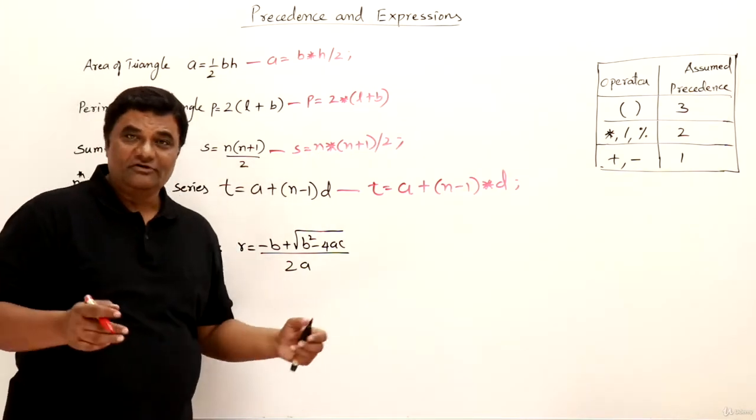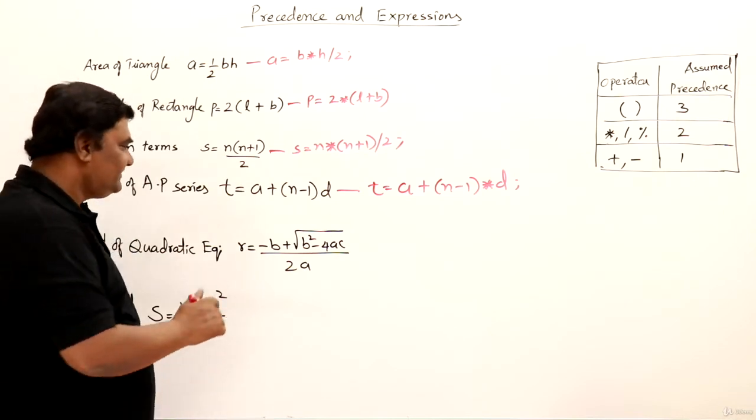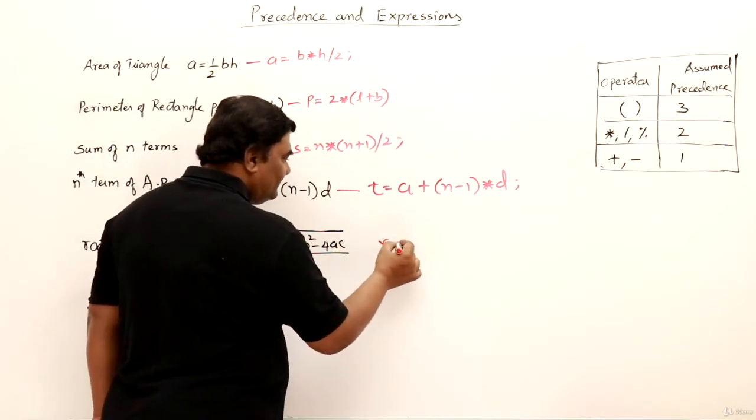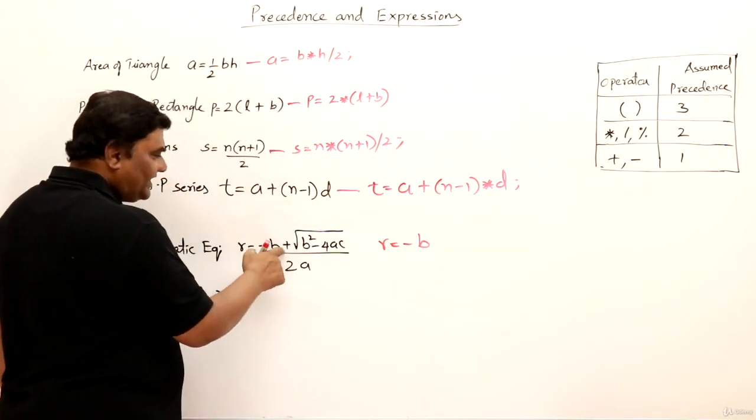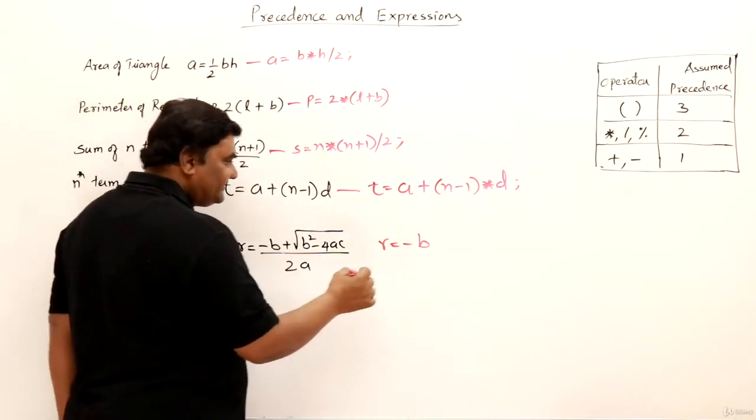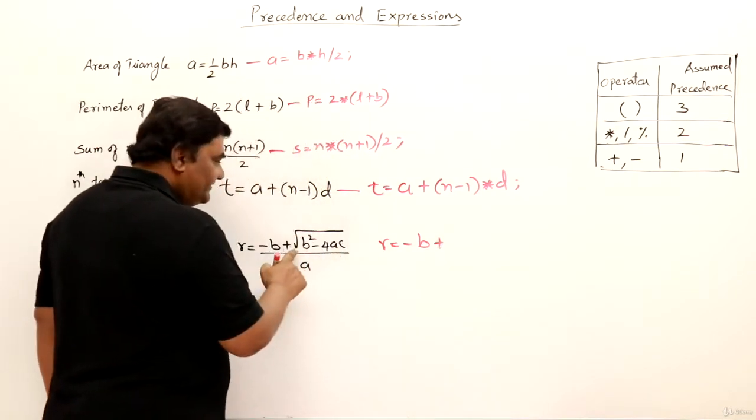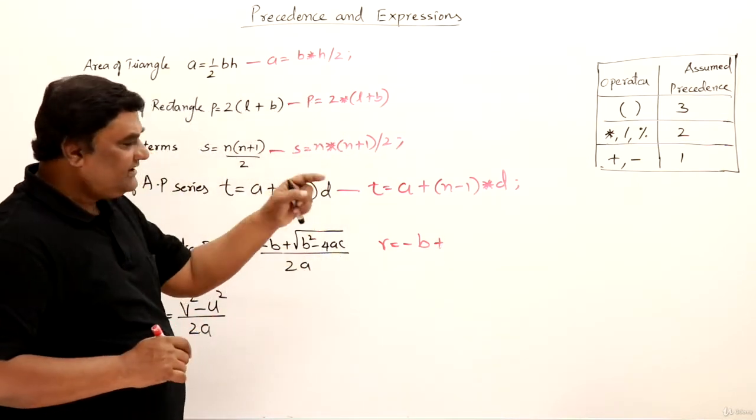Now coming to the next formula, root of quadratic equation. This is a little lengthy formula. Let us write it. R assigned with minus b. Okay, minus b. Only one root I am taking. It is plus or minus, so we'll take just plus. Then square root of b square minus 4ac.